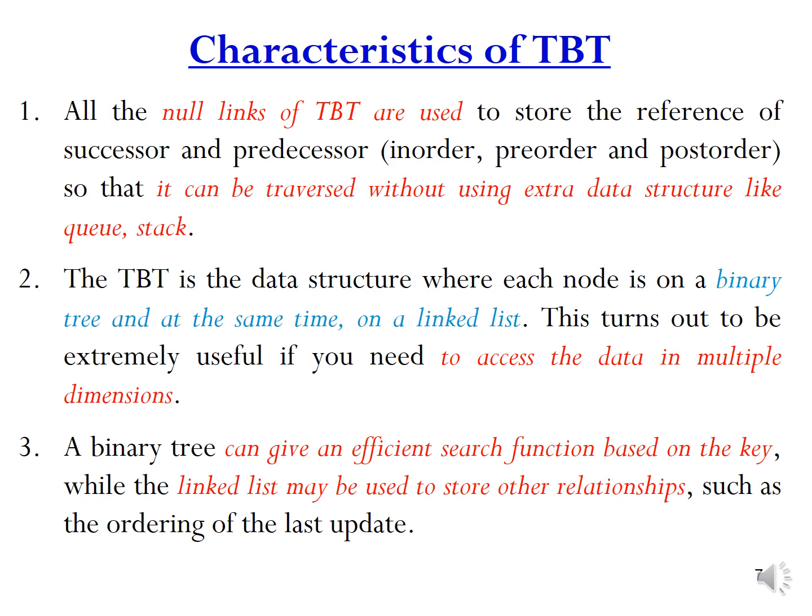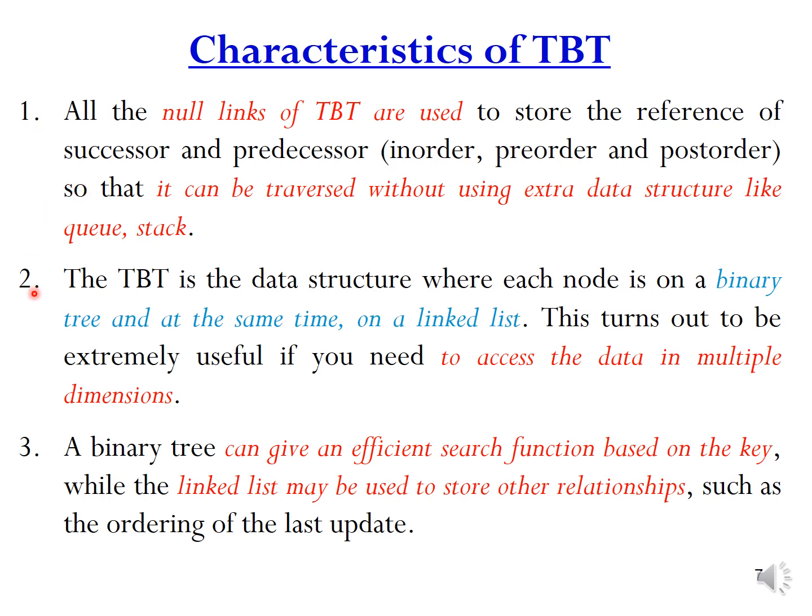The main features of the threaded binary tree. As we know, all the null links of the threaded binary tree are used to store the reference of the successor and predecessor or ancestors in in-order, pre-order and post-order, so that it can be traversed without using extra data structures like a queue or stack. Because we utilize the null links of the threaded binary tree, we don't need extra data structures like a queue or stack. This is the first benefit of using the threaded binary tree.